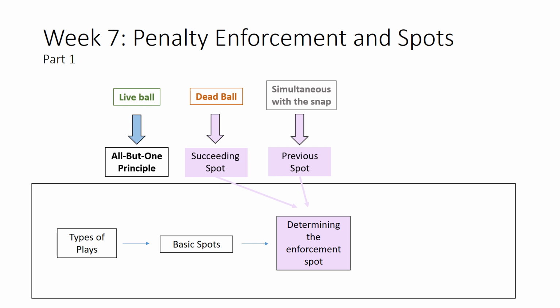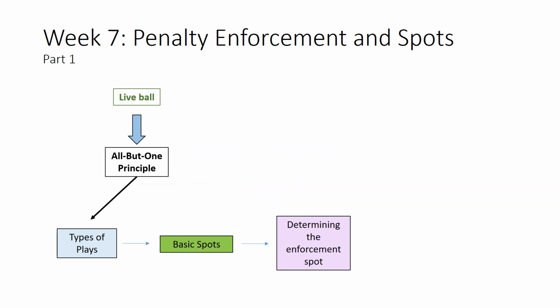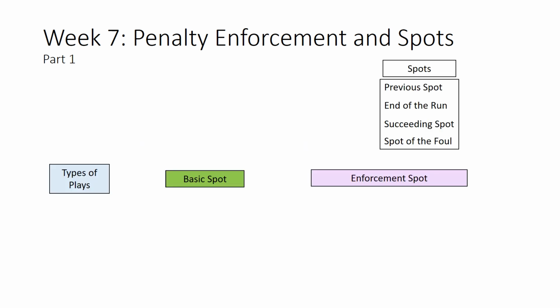That is why we have the all but one principle. If we have a live ball foul, we first go to the all but one principle, and we start with the type of play, find the basic spot, and then determine the enforcement spot. Remember that the different types of spots that we can have include the previous spot, the end of the run, the succeeding spot, or the spot of the foul.